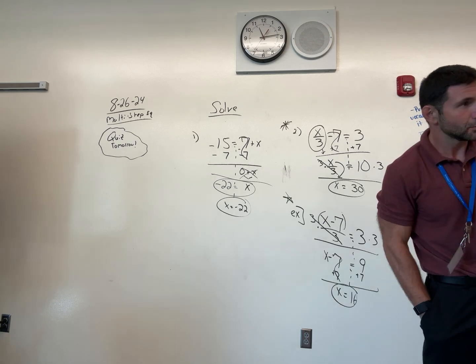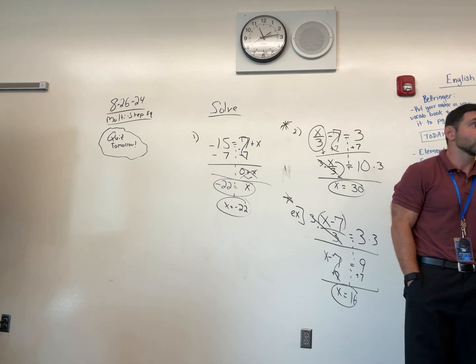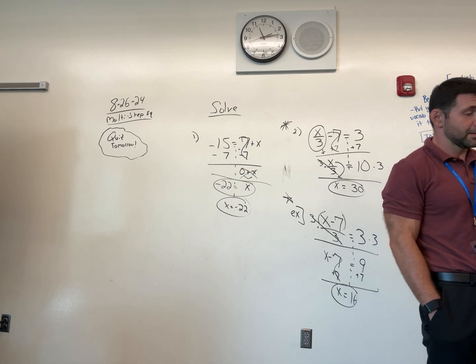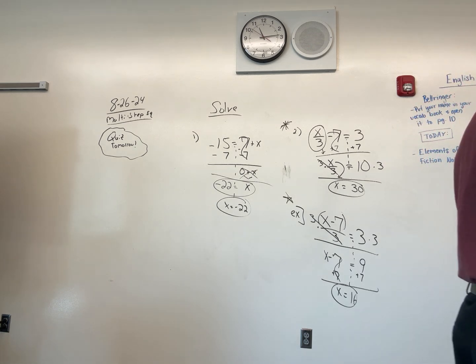Number 11. Ooh, another tricky one. Okay? We subtract 2 from both sides. I get negative 4 equals v divided by 4. Multiply both sides by 4, and I get v equals negative 16.